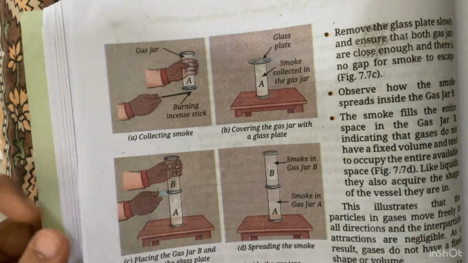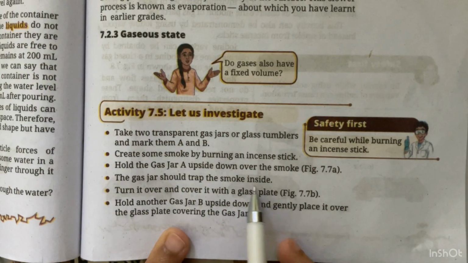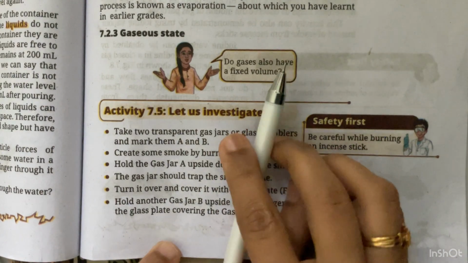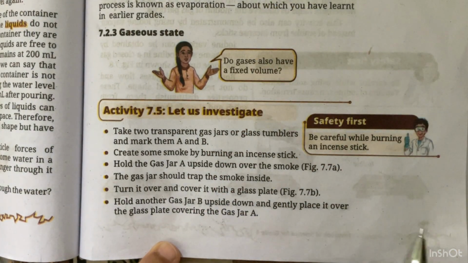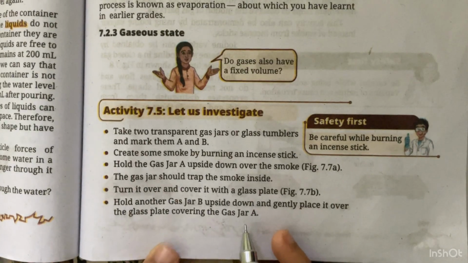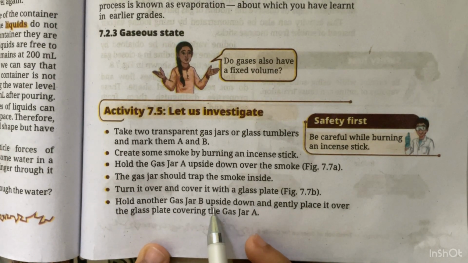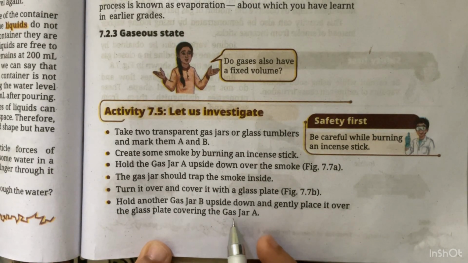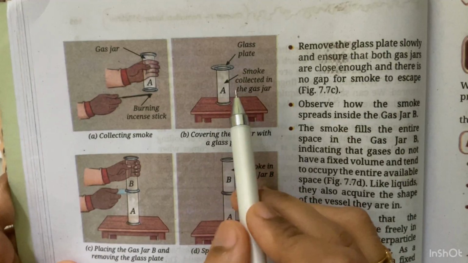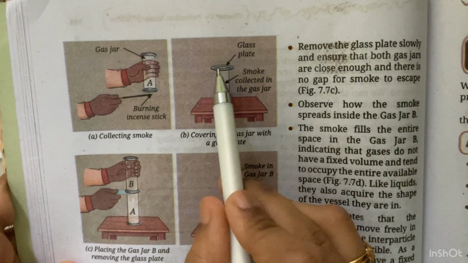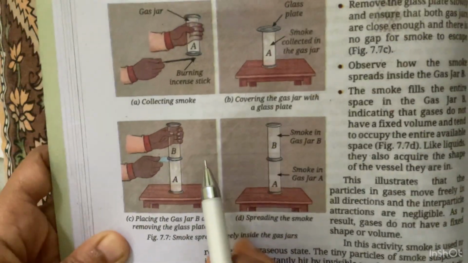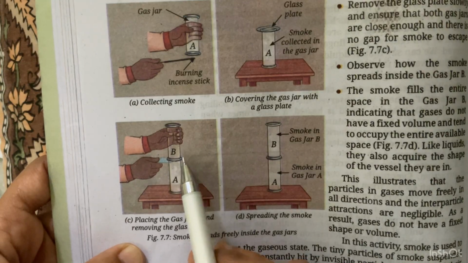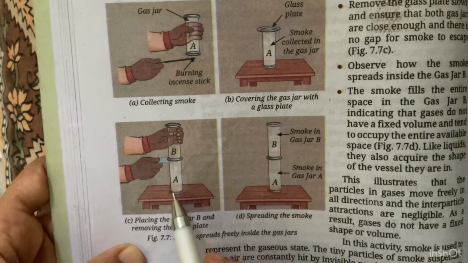After collecting the smoke inside the jar, turn it over and cover it with a glass plate. So we turn it over and close the open side with the help of the glass plate. Now hold another gas jar, B, upside down and gently place it over the glass plate covering gas jar A. After collecting the smoke, the jar has been closed with the glass plate.